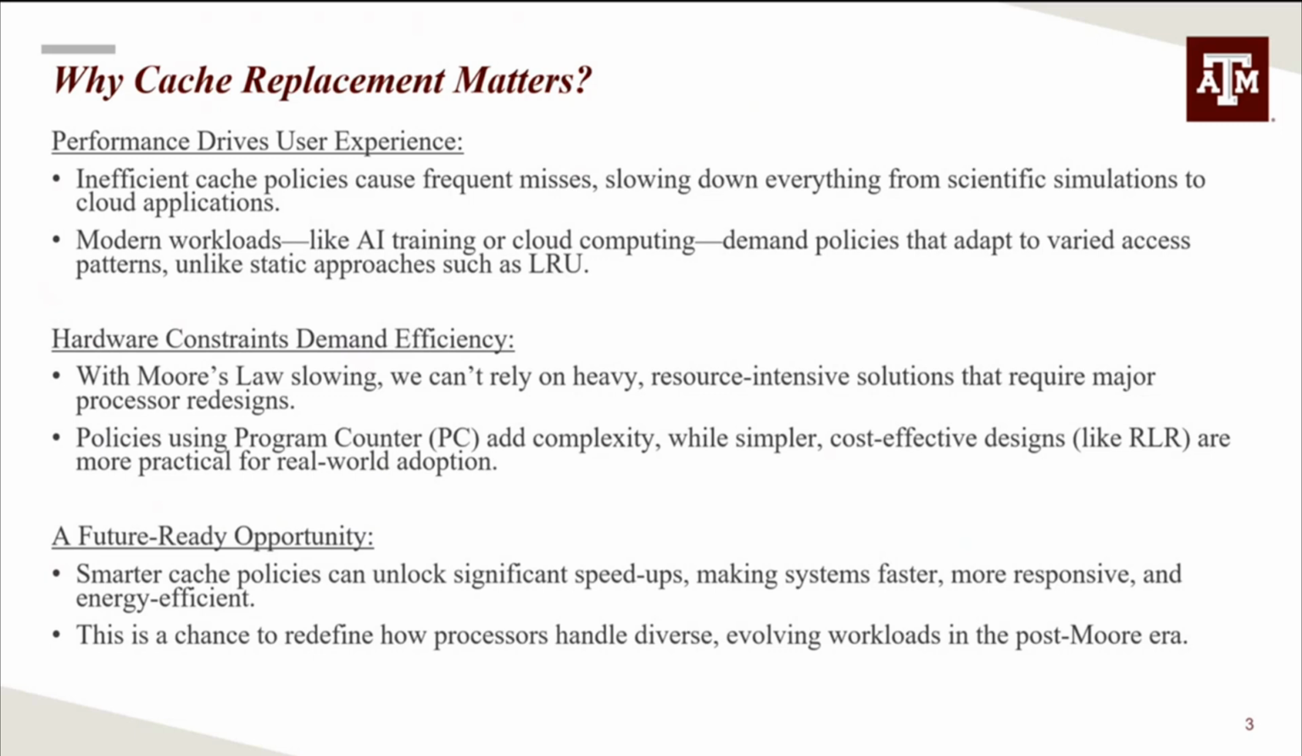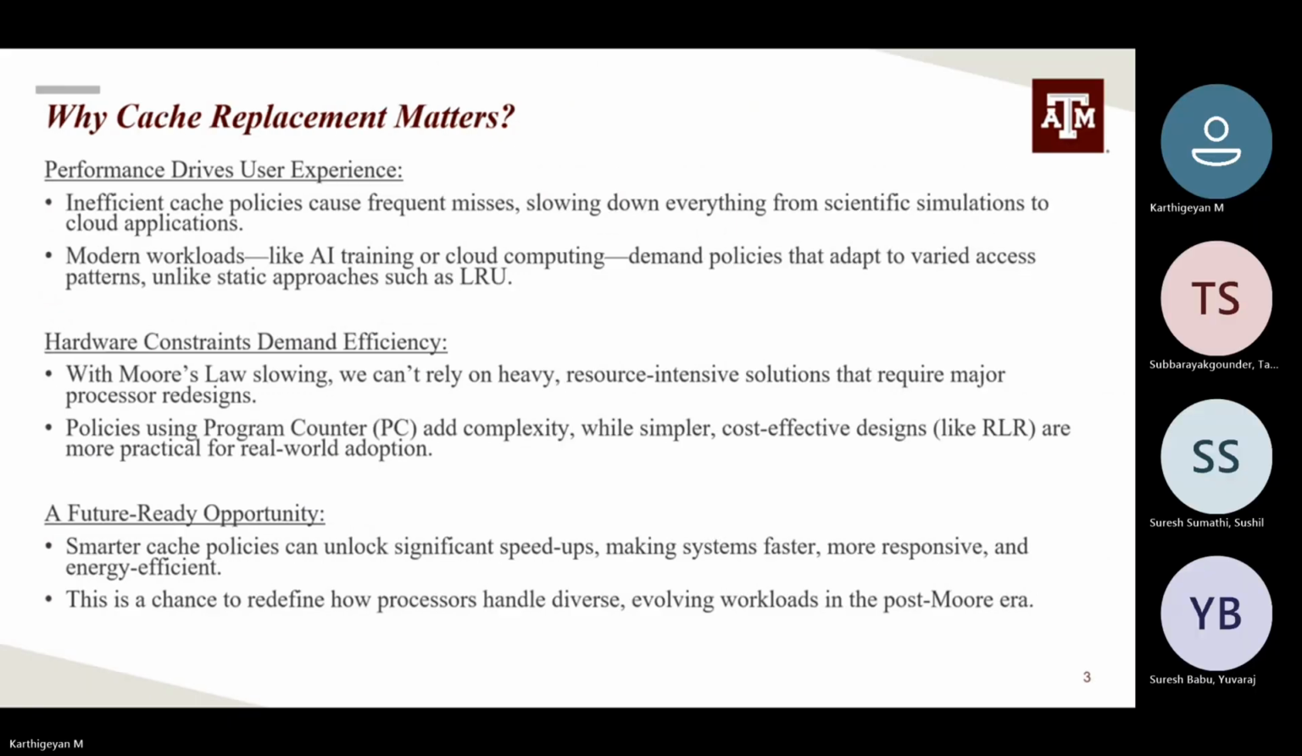That's where machine learning comes in, and specifically reinforcement learning. The RLR policy we explore in this project learns from the runtime behavior of workloads and makes more intelligent eviction decisions without the need for PC information. Finally, looking to the future, smarter cache policies can make our systems not only faster but also more energy efficient, especially in multi-core processors, edge devices, and data centers where power and scalability matter a lot.